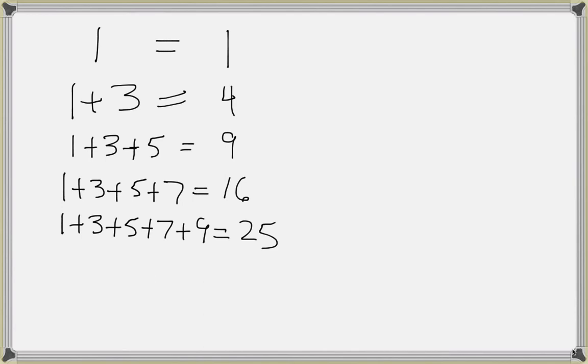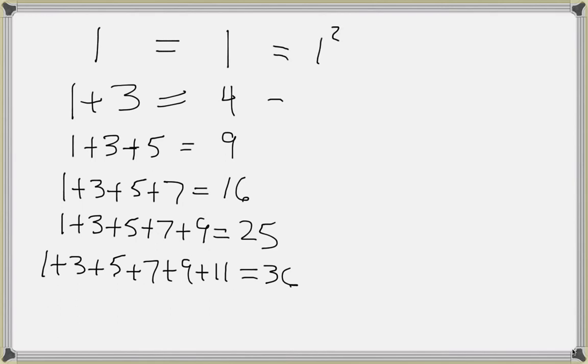You probably see a pattern already. Let's do one more example. 1 plus 3 plus 5 plus 7 plus 9 plus 11 equals 36. You probably noticed that the sum of the first n odd numbers seems to be a perfect square. 1 is 1 squared, 4 is 2 squared, 9 is 3 squared, 16 is 4 squared, 5 squared, and 6 squared. So it is a fact that the sum of the first n odd integers equals n squared.